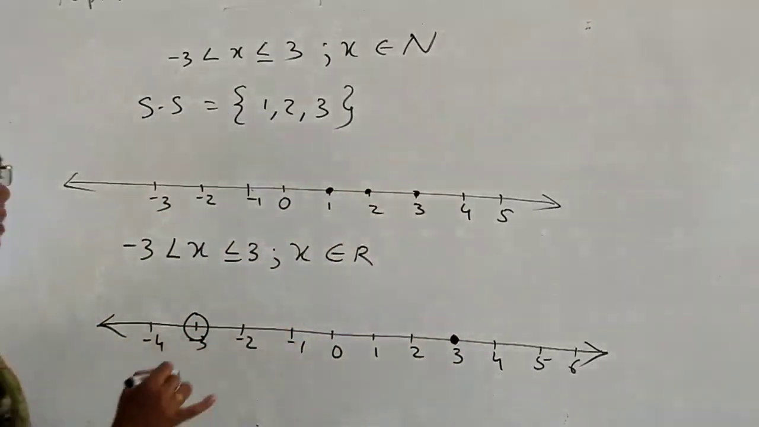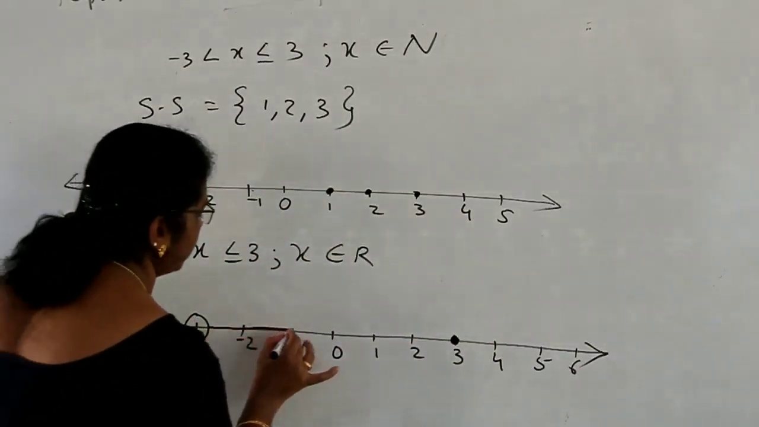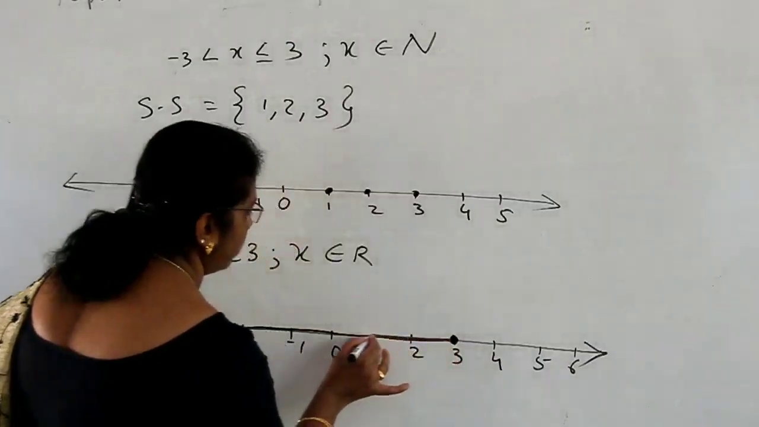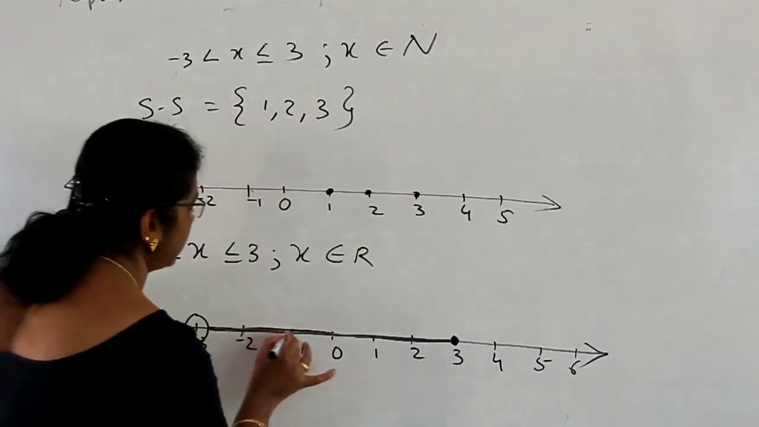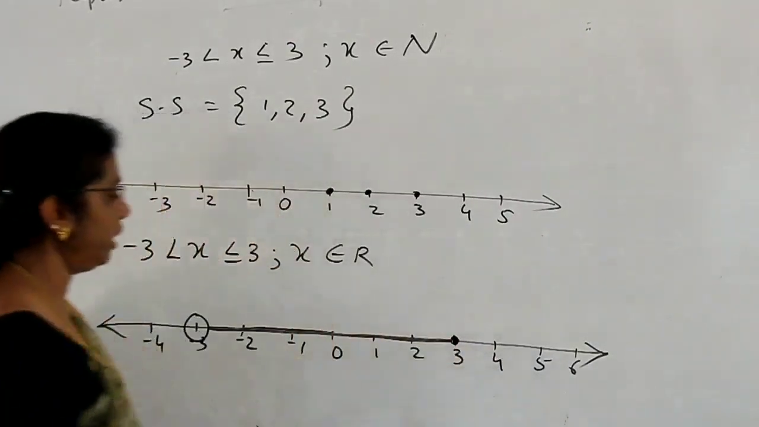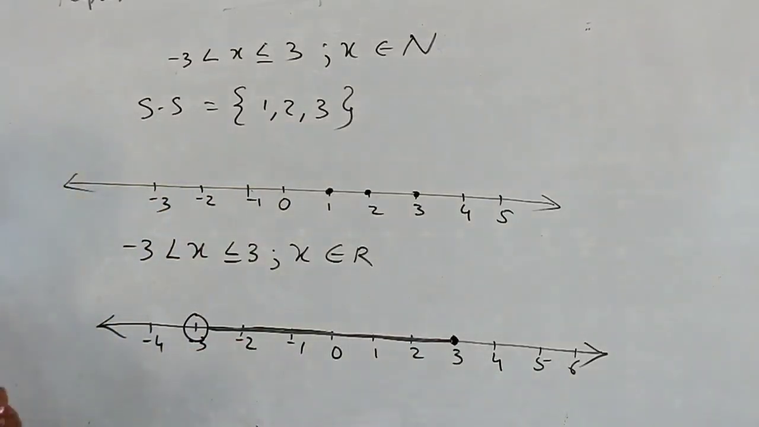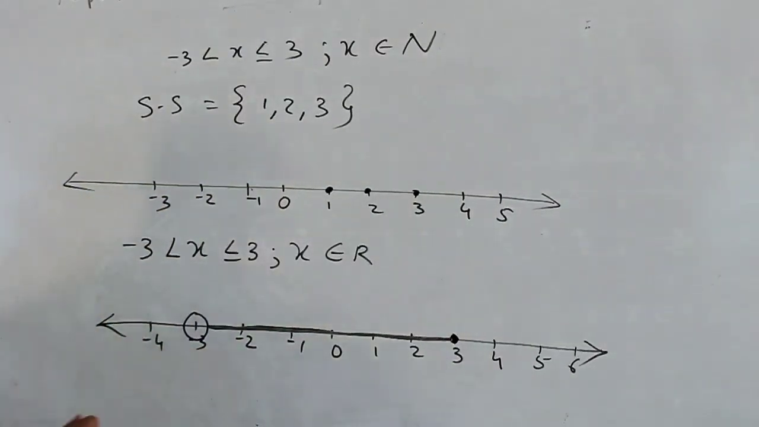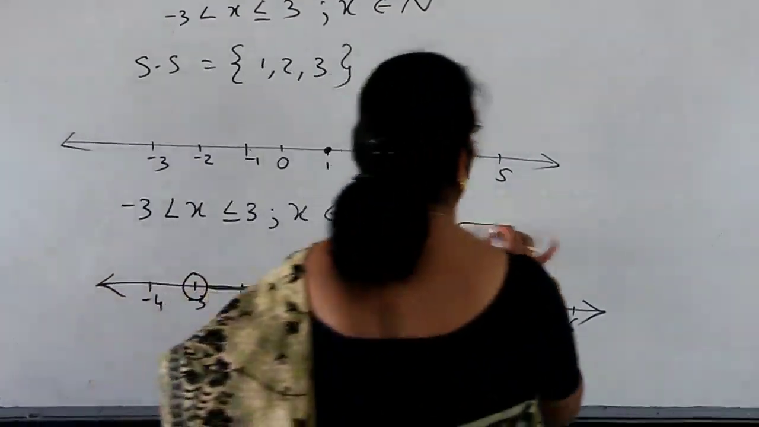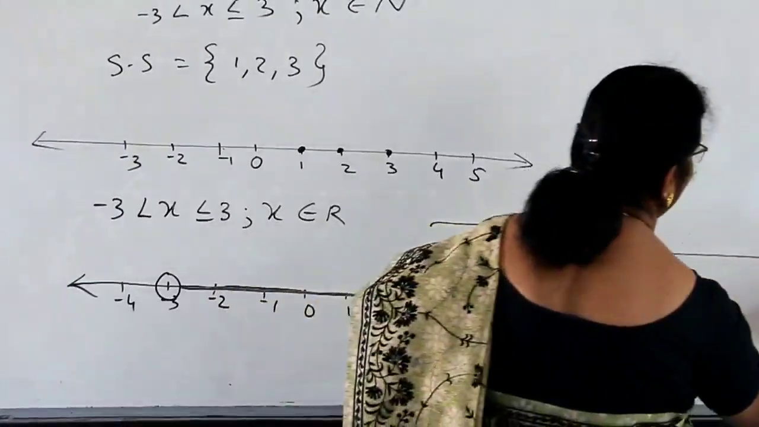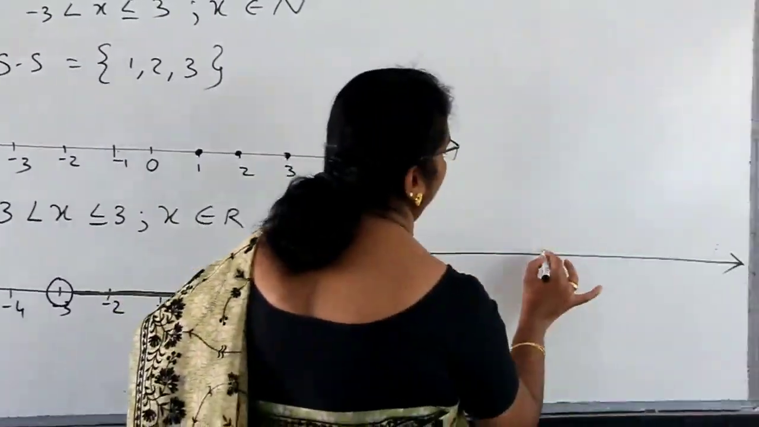And in between minus 3 and 3 also darkened. So this way we can represent this solution set on the number line. And this one in another way also we can mark. See, the same question we can mark in this way also.